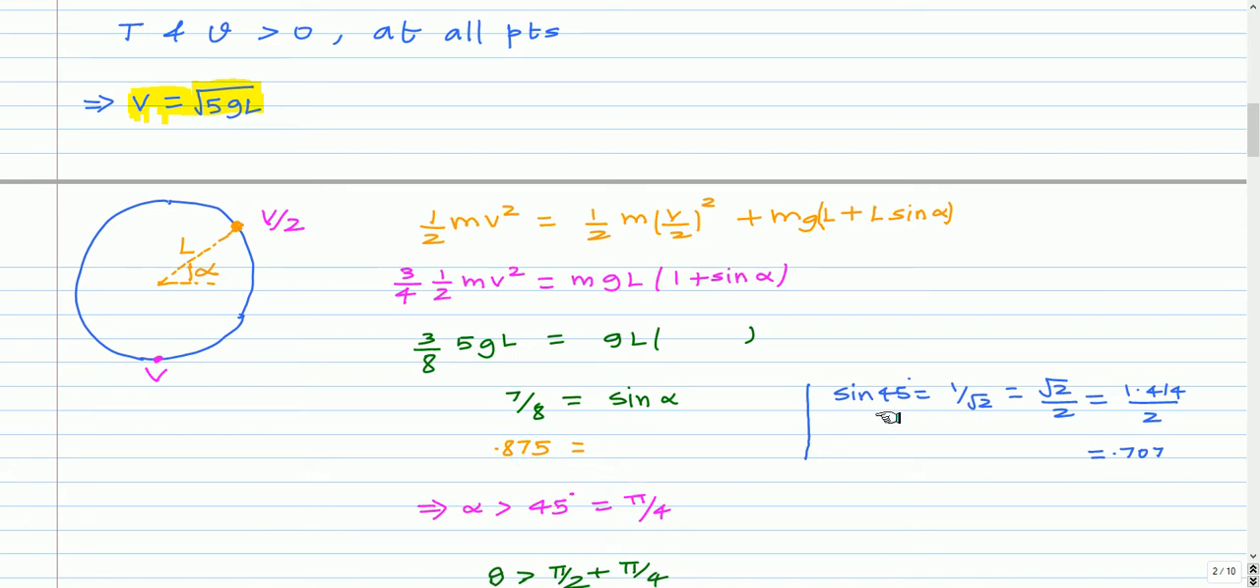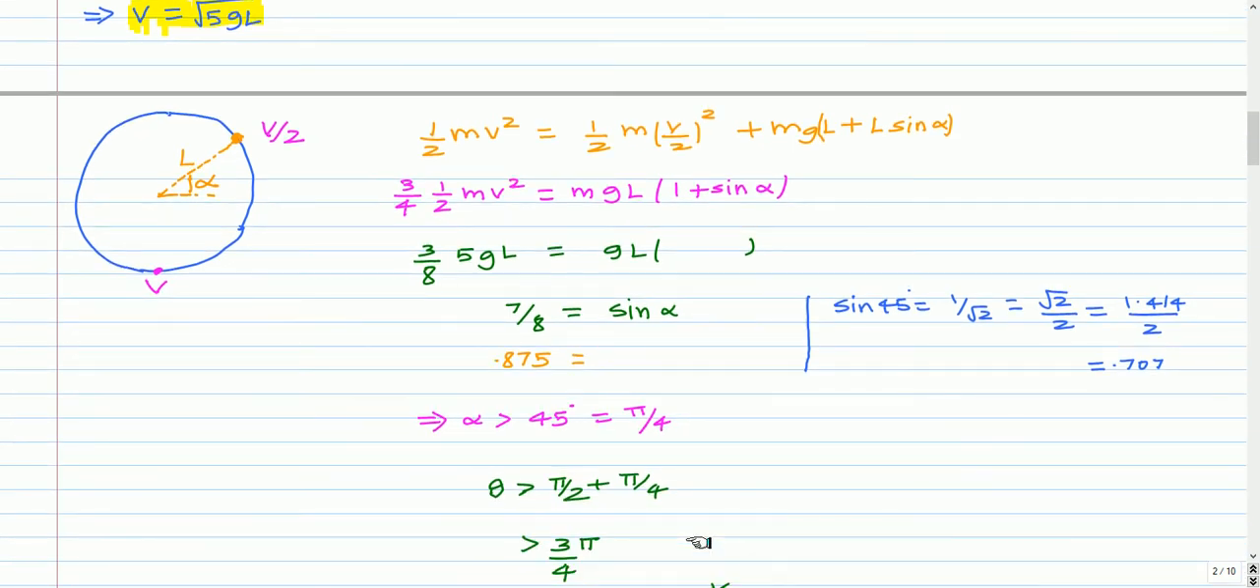Sine 45 is a standard angle. Its value is 1/√2, that is √2/2, that is 0.707. In the first quadrant, the value of sine alpha will increase as alpha increases, and since 0.875 is greater than 0.707, this angle alpha is greater than pi/4, and also this angle alpha is less than 90 degrees because this is less than 1. So alpha is greater than 45 degrees and less than 90 degrees.